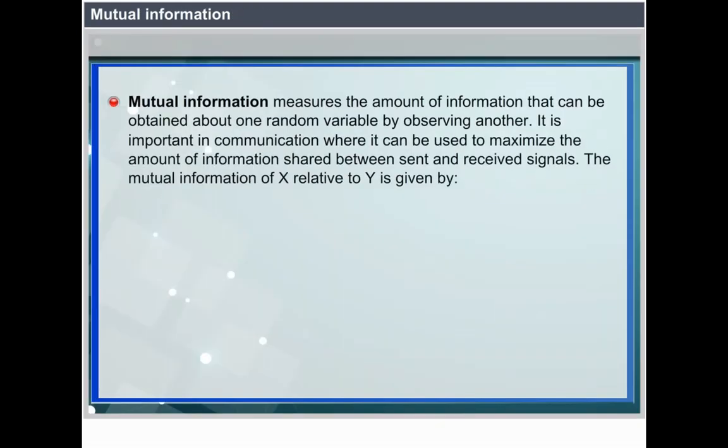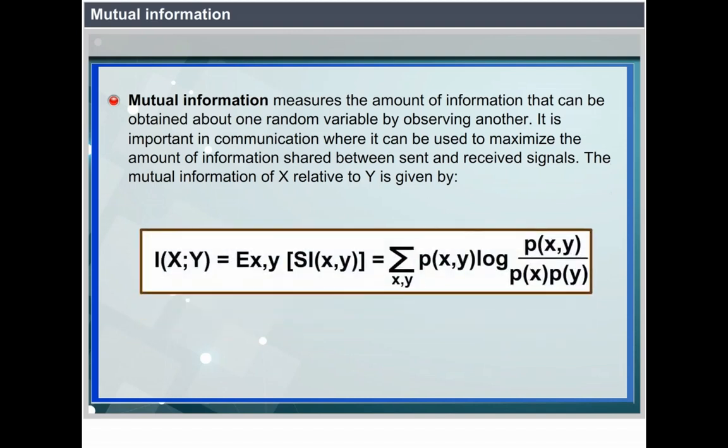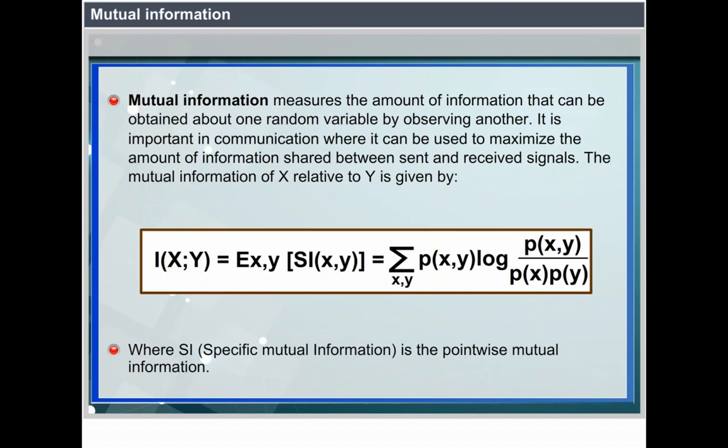Mutual information. Mutual information measures the amount of information that can be obtained about one random variable by observing another. It is important in communication where it can be used to maximize the amount of information shared between sent and received signals. The mutual information of capital X relative to capital Y is given by I of capital X, capital Y equal to E capital X, capital Y inside the bracket SI of small x, small y, equal to summation small x, small y p of small x, small y into log of p of small x, small y divided by p of x into p of y, where SI means specific mutual information, the point-wise mutual information.